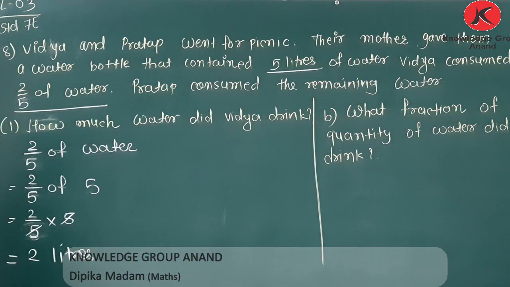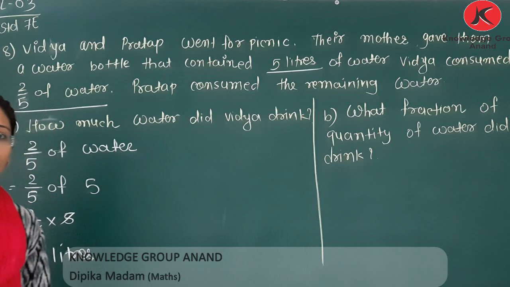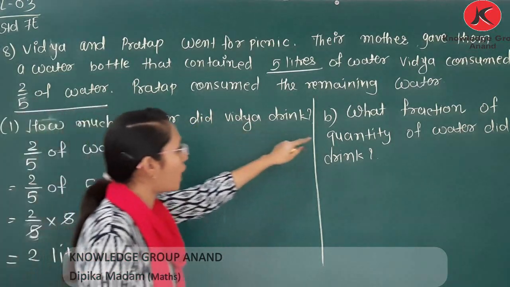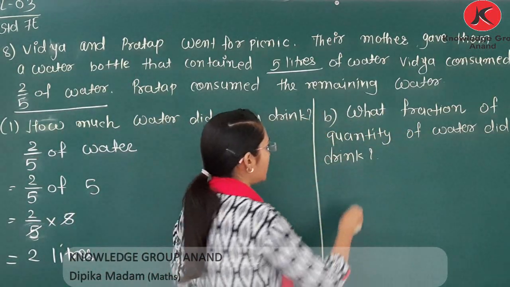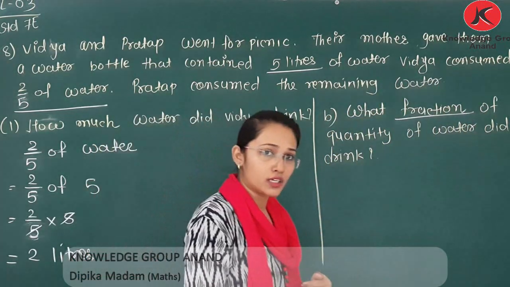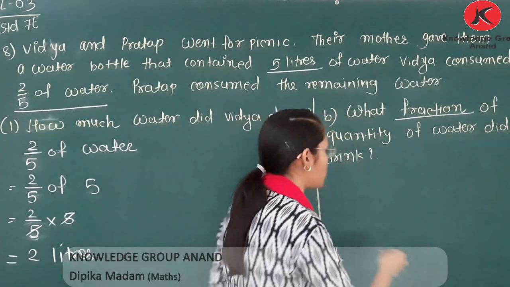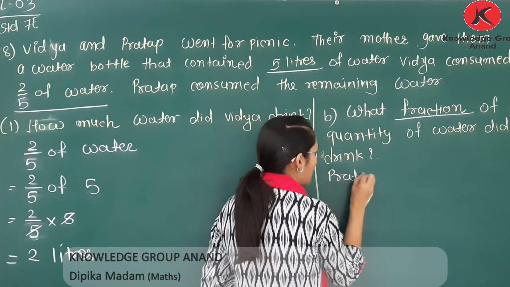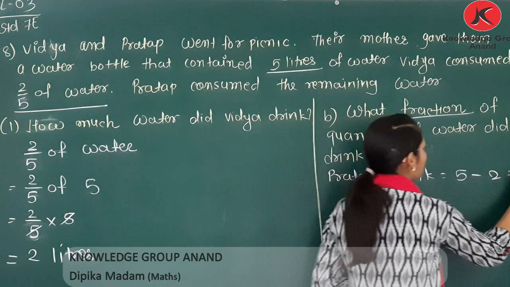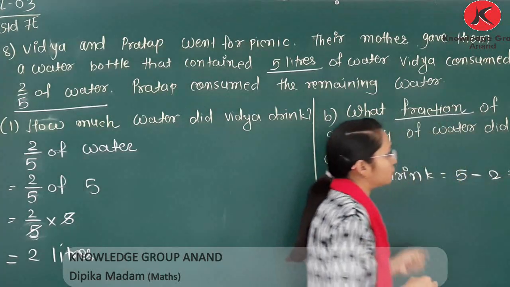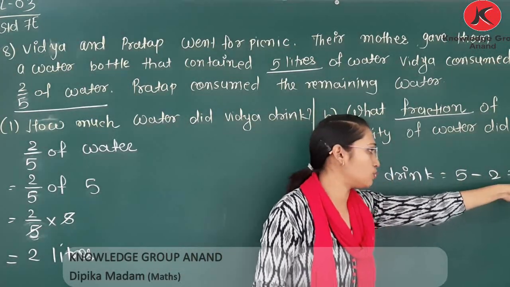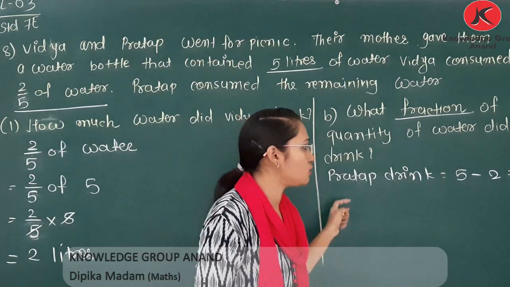So how much water will remain? 5 liter minus 2 liter Vidya drank, so how much remains? 3 liters, and that is drunk by Pratap. So what fraction of total quantity of water did Pratap drink? Now here we need to find the fraction. So first of all we find the value of how much water was drunk by Pratap. Pratap drank 5 minus 2, that is 3 liter water from the bottle. Clear? The 2 liter Vidya drank, so the remaining 3 liter who drank? Pratap. Now we need to find the fraction.